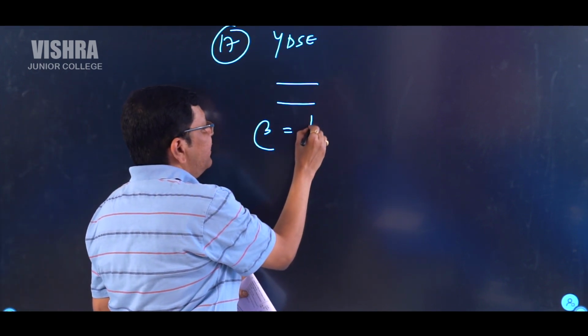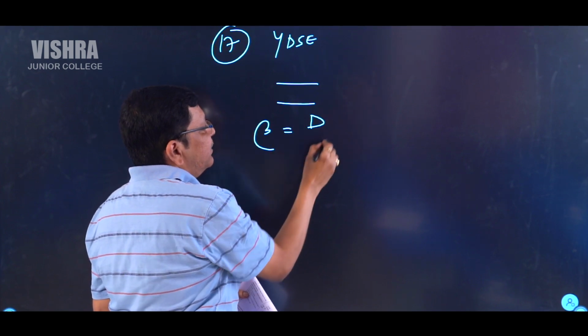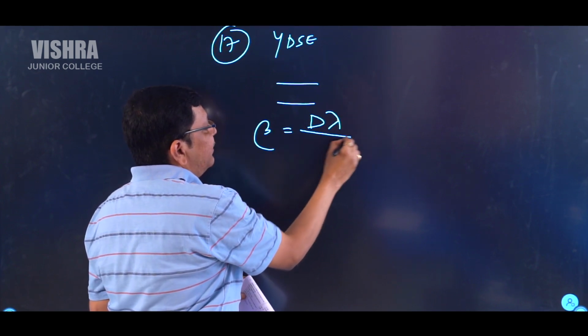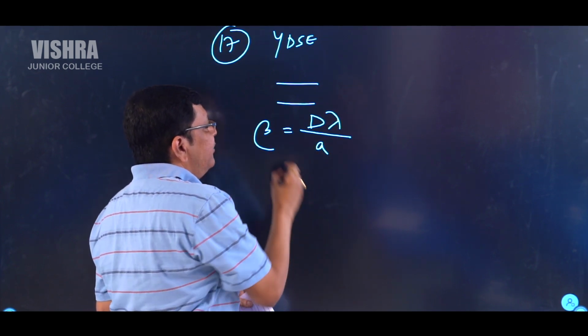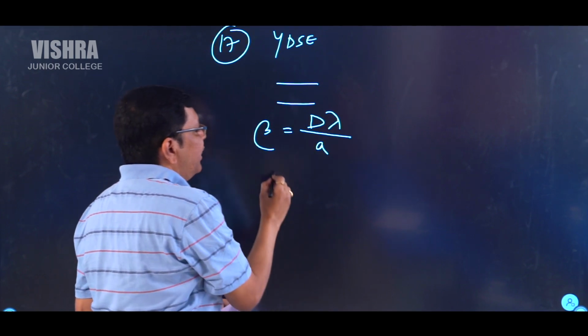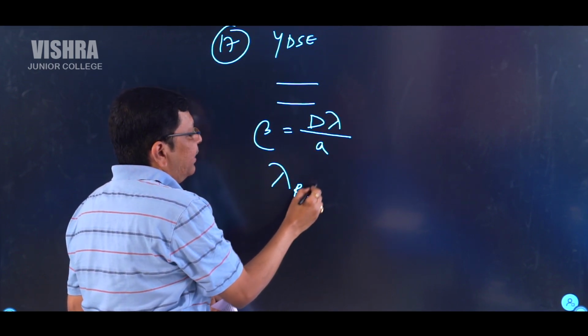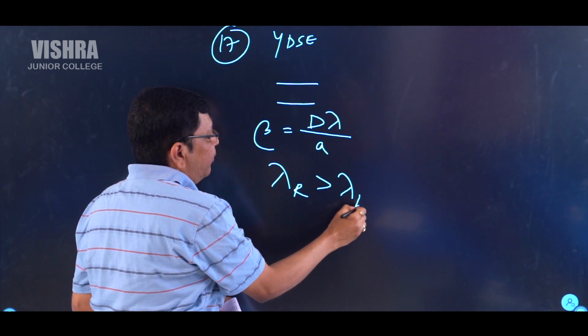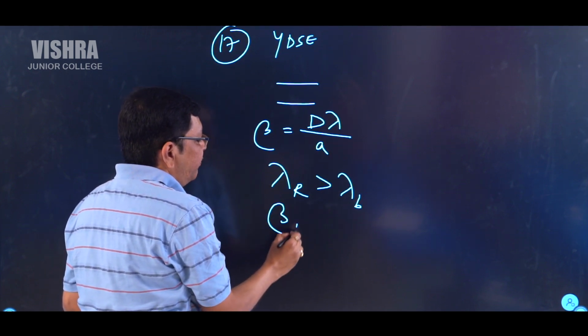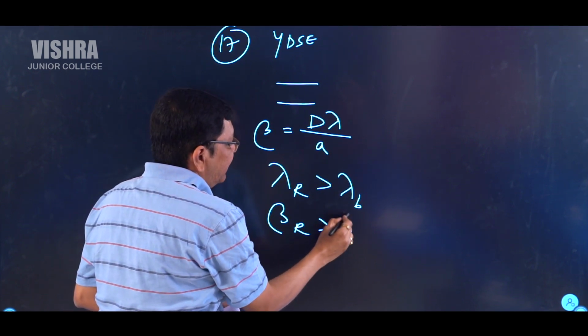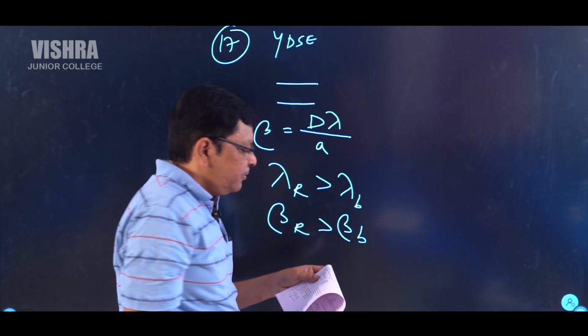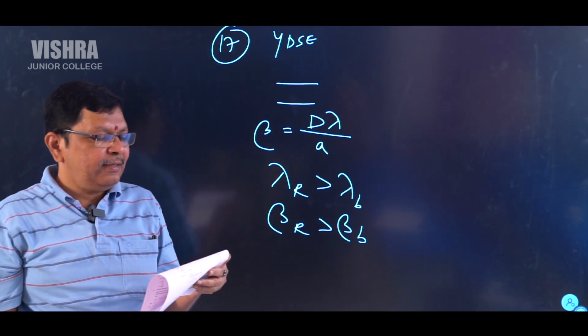And this beta depends on the distance from the screen to the slits D, the wavelength lambda, and the slit width A. So beta is directly proportional to lambda. The wavelength for red light is more than the wavelength for blue light. So the fringe width for red will be more than the fringe width for blue. So the assertion is correct.